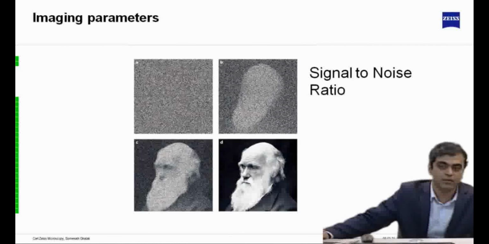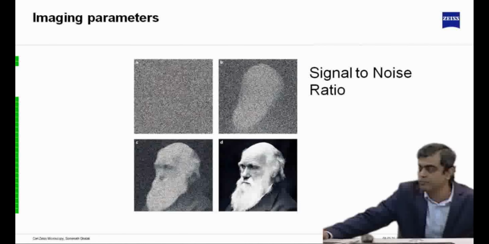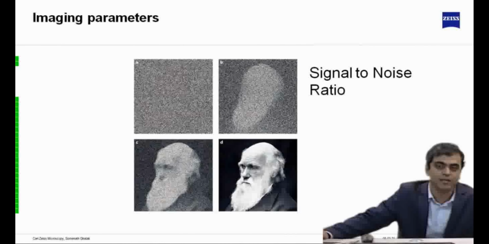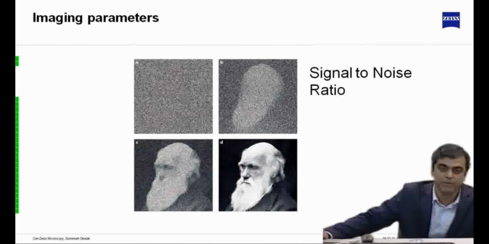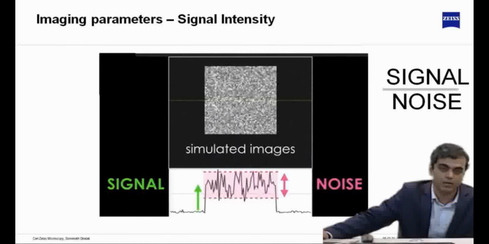So imaging parameters grossly depend on what you have selected, but the basic thing we will be talking about here is the signal to noise ratio. As you can see, from A to D, the same image, just because the signal to noise ratio is poor, we can hardly make any sense of images A and B. But as the signal to noise ratio improves, we can get a good image.